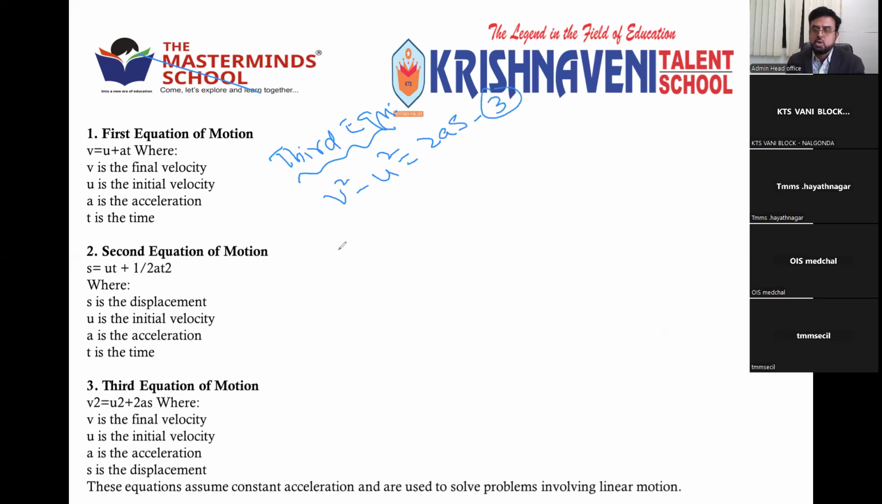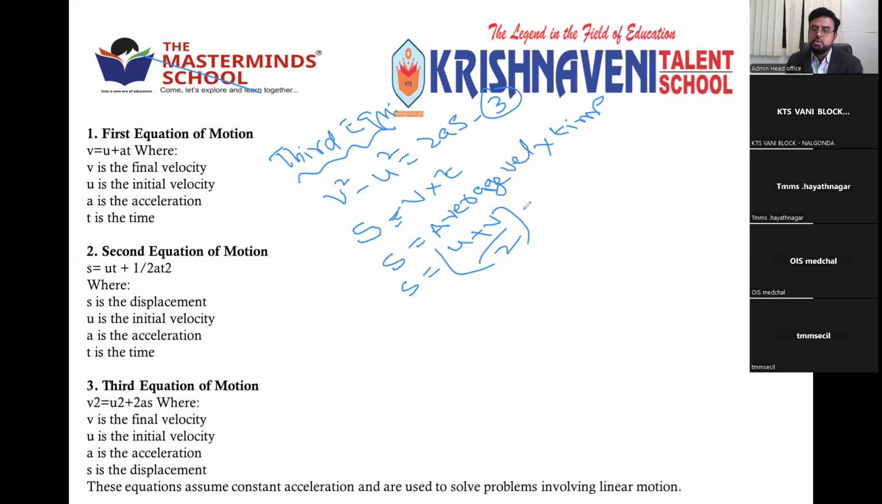So how can you get this one? Same, you can get it from the definition of distance is equal to velocity into time. Distance is equal to average velocity, because there are two velocities, initial velocity and final velocity, into time. So you know what is average velocity? U plus V by 2 into time. Time you can write from here.